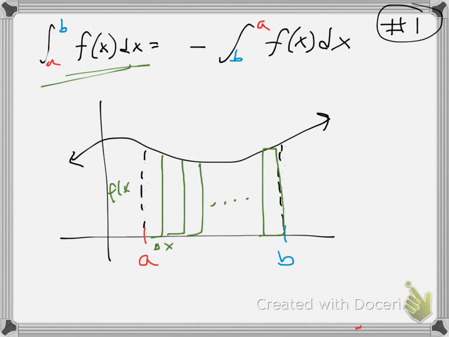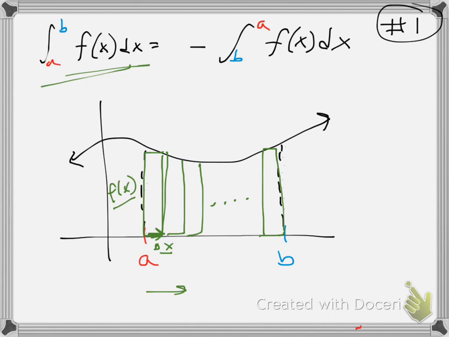Those f of x's, those y values, are heights, and those are all positive y values, right? And those bases are all delta x values, and since we're going from A to B, it should be a positive value, because all those values are going in the forward direction. So positive base times positive height is a positive area, which is why we normally get area.